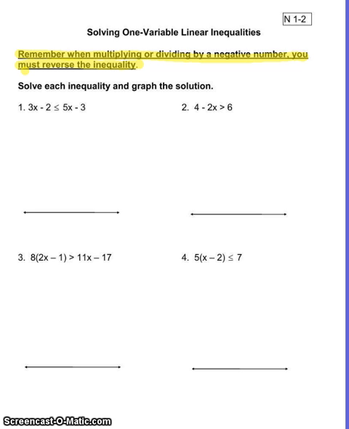Now, if we're going to look at the first few examples, you are going to solve the inequality exactly how we solved the equation the other day. The only difference is instead of an equal sign, I'm going to have an inequality. So less than, greater than, less than or equal to, or greater than or equal to. So let's first start at problem number 1. I have 3x minus 2 is less than or equal to 5x minus 3. So it tells me I'm going to solve the inequality and graph the solution.